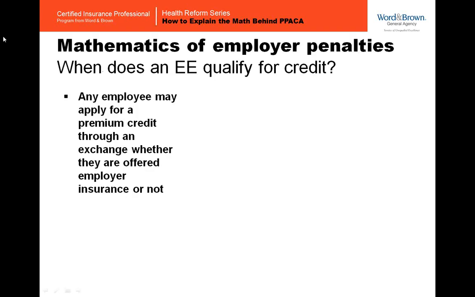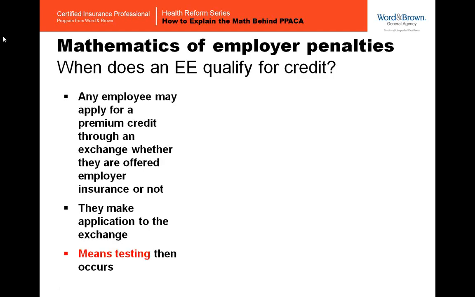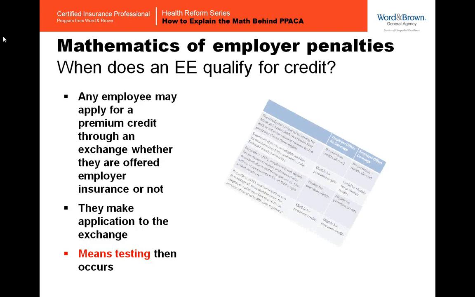Well, when does an employee qualify for the credit? Remember my example of just some bozo in the company that just wants to cause trouble for the employer, so he just refuses to take the employer's health care plan and wanders off to the exchange on his own. Well, what he may not understand is the exchange has specific means testing that is going to occur before the guy can get a premium credit. So if the guy is well paid or is paid enough in terms of PPACA's definitions, he won't be able to get those credits and he won't be able to cause the problem for the employer.